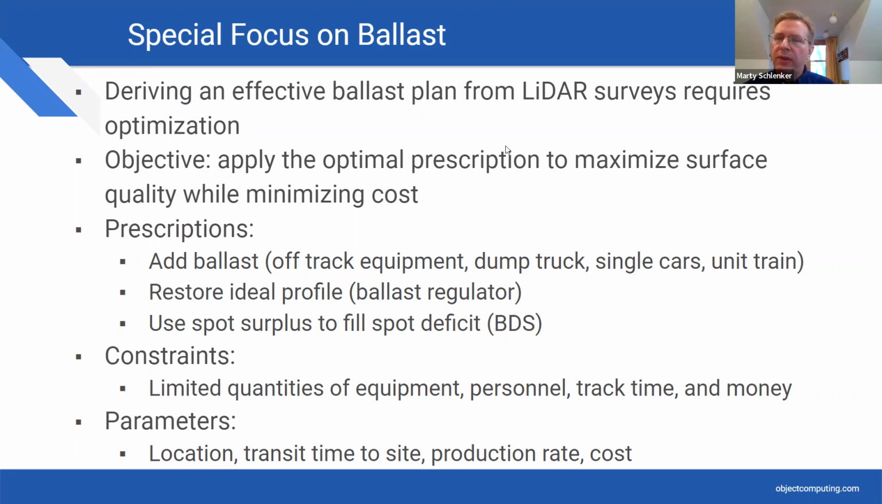Or is it to displace ballast linearly across the track? Then you've got a set of constraints. You can't do everything you want and nothing is free. And then you've got a bunch of parameters that would further inform how you would set up an optimization model to give you a ballast plan that is derived from the sensed information from the LIDAR system.